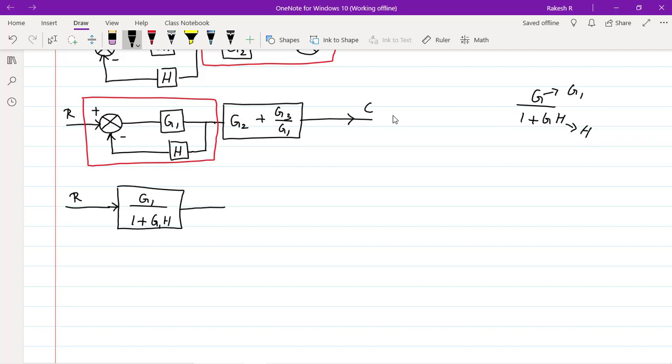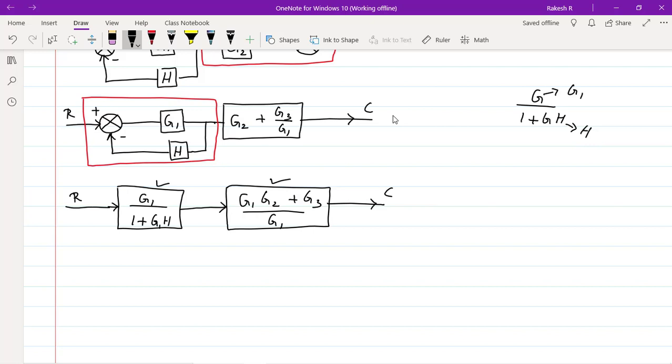Then here we have G2 plus G3 divided by G1, right? For this I'll write G2 plus G3 whole divided by G1 here. And we have the output as C here. Right. Next step, check whether the blocks are in series. Again, now we can say these two blocks are in series here.